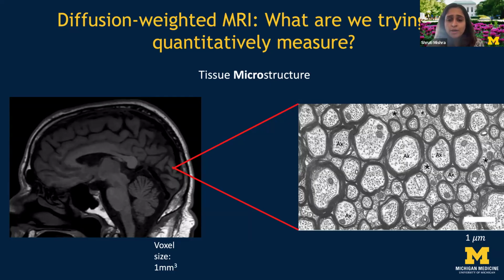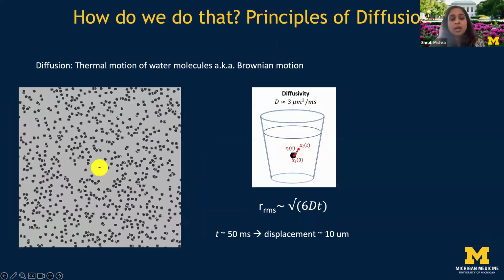So the goal of diffusion MRI is to get information about tissue microstructure, which we know occurs on the order of microns or tens of microns, from an image that we're acquiring that has a much larger spatial resolution, right? Like on the order of 1 to 2 millimeters. And how can we get measurements like that?